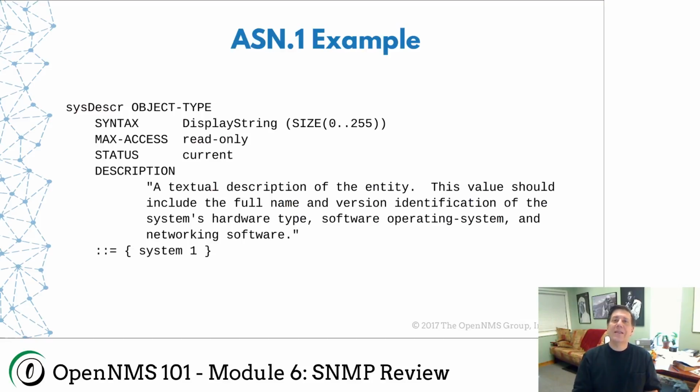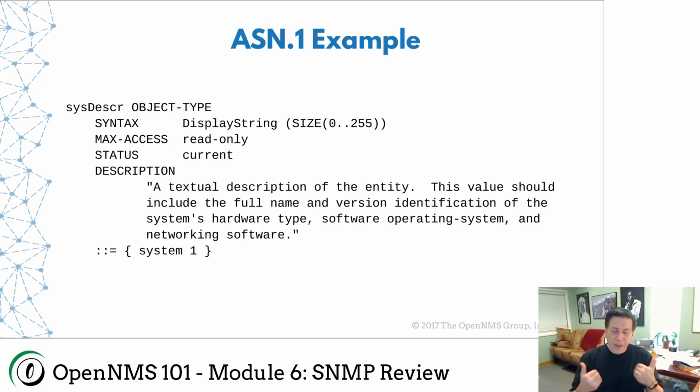So here's an ASN.1 example. This is for system description. And system description here is an object. It consists of a display string of up to 255 characters. This is the size. It's read-only, meaning no one can change it.